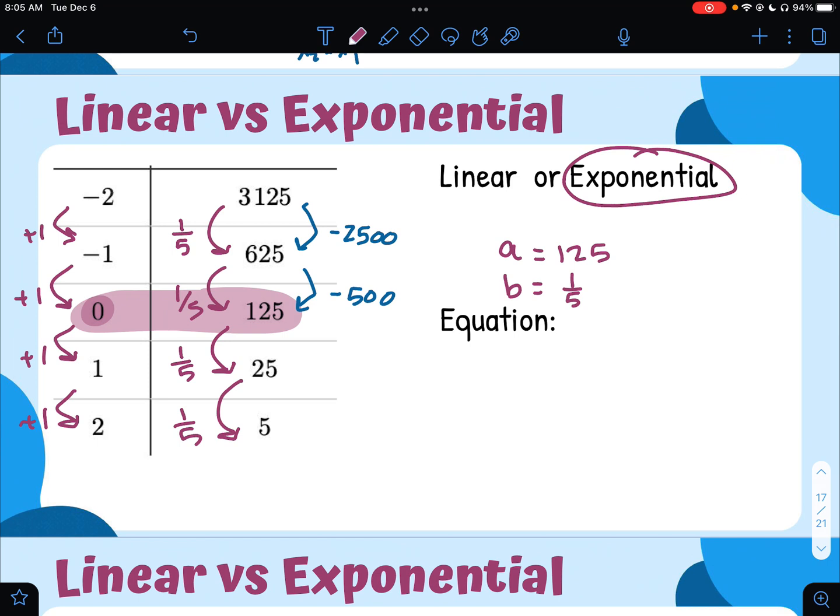Remember, to find this, you can take one term and divide it by the term preceding it. So here I used 625 divided by 3,125. That simplifies to 1/5. Now that I have a and b, I can write my equation. Y equals 125 times 1/5 to the x power. Y'all try the next two.